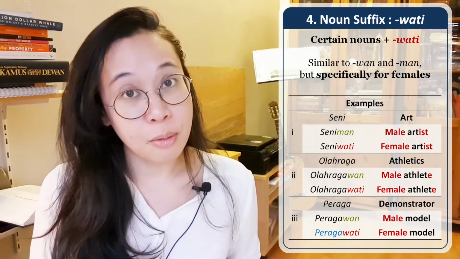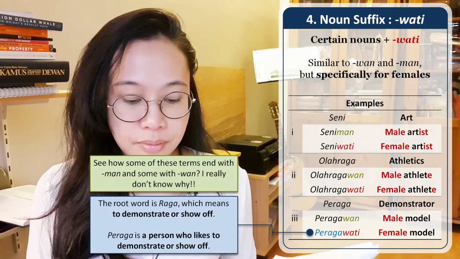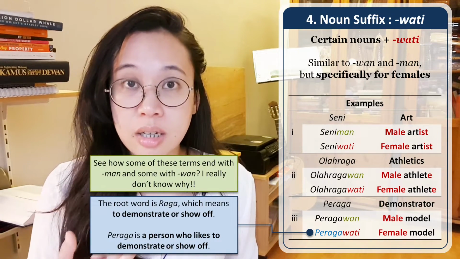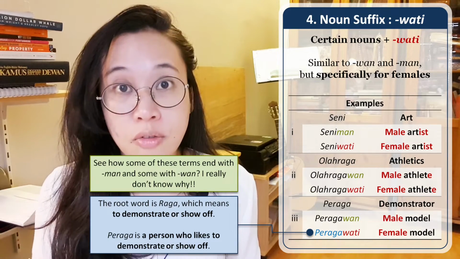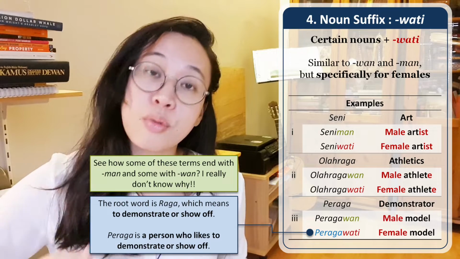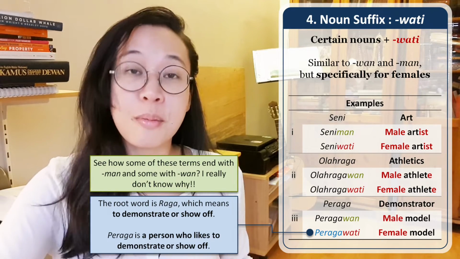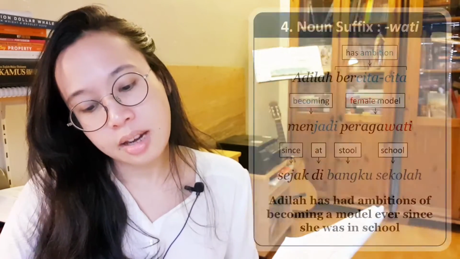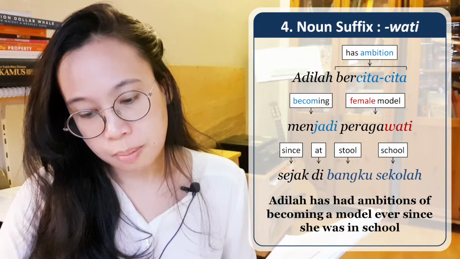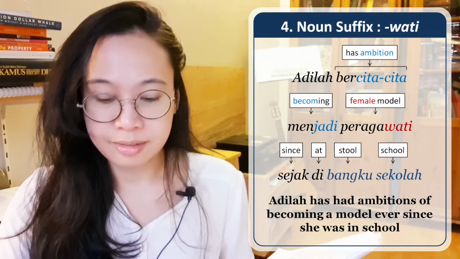Peragawati is a female model. Peragawan is a male model. The root word is raga. Raga means to demonstrate or to show off. Peraga, a person who likes to demonstrate or show off. So peragawan is the job, male model. Peragawati, female model. Example of a sentence: Adilah bercita-cita menjadi peragawati sejak di bangku sekolah.